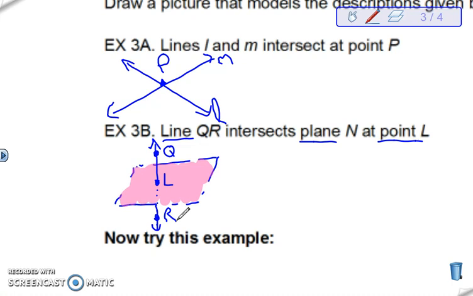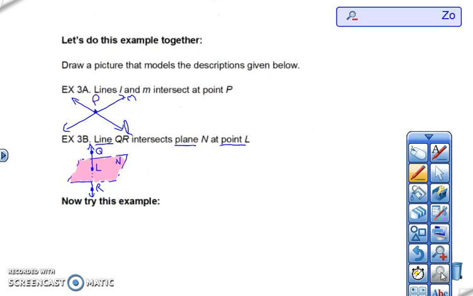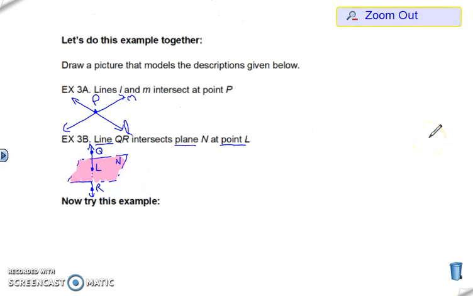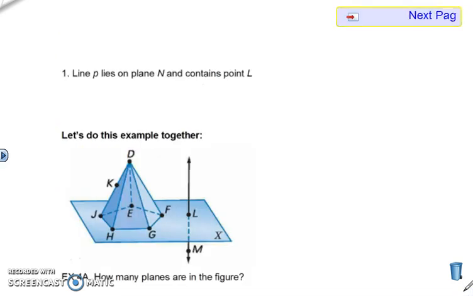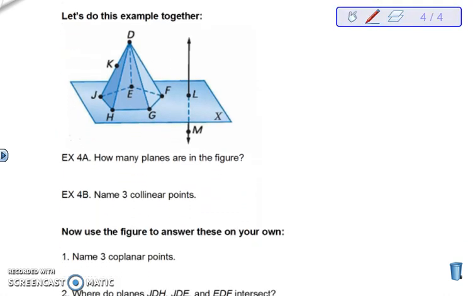And then we're going to need to put a little N in the corner of the plane, because if you remember from before, that's how we labeled the plane with a single letter. So now we have a plane N, we have a point L, and then we have the line that passes through points Q and R. Everything is where it needs to be. There we go. So that's all there is to it. Example 3. Alright, so then example number 1 I will leave for you to do. We've got one more example to work together.